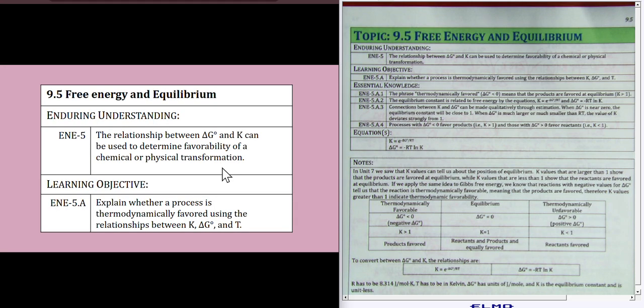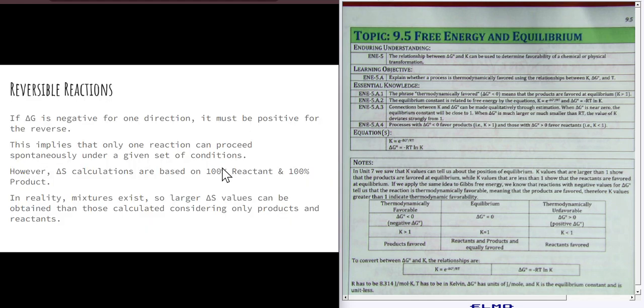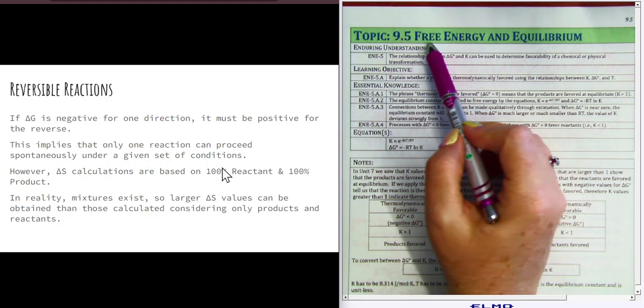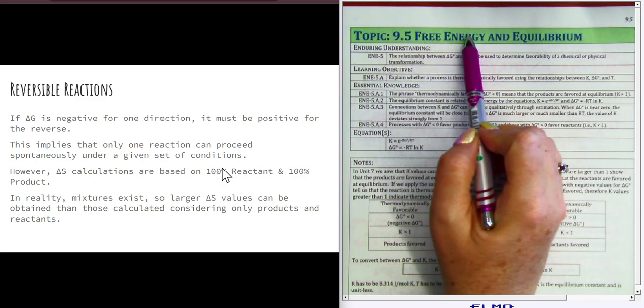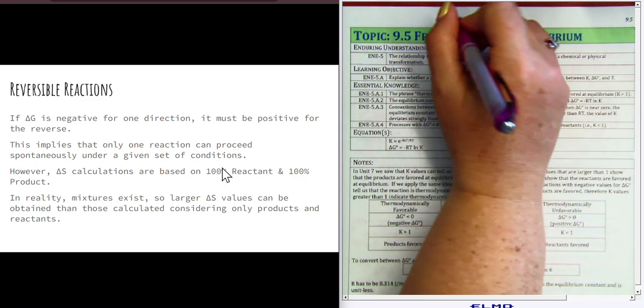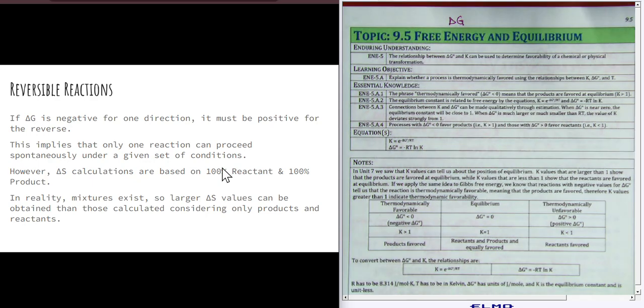So first things first, Gibbs free energy and equilibrium. And if I didn't mention it before, it can also just be known as free energy. That's the same thing. It's delta G, okay? And remember, we only use delta G if they're asking me if something is thermodynamically favorable or not, or if a reaction is spontaneous, sorry.